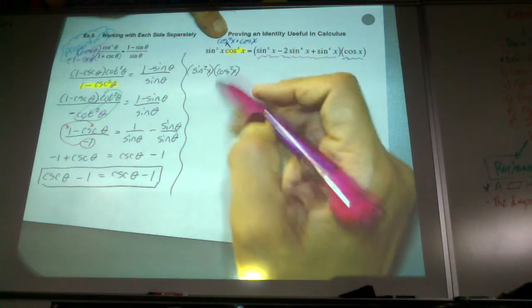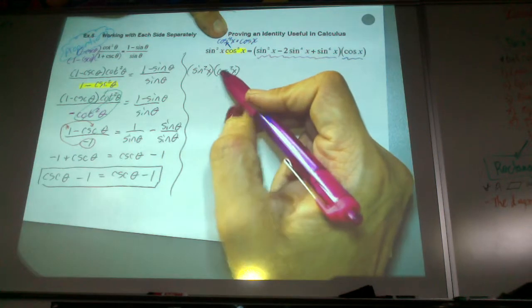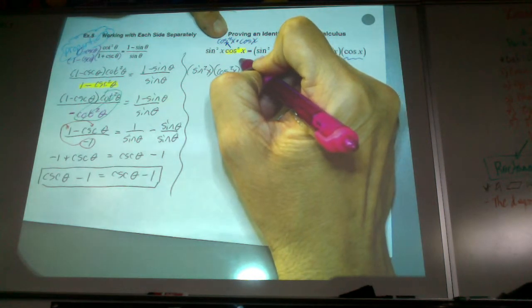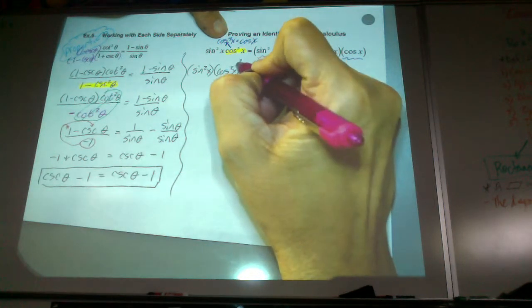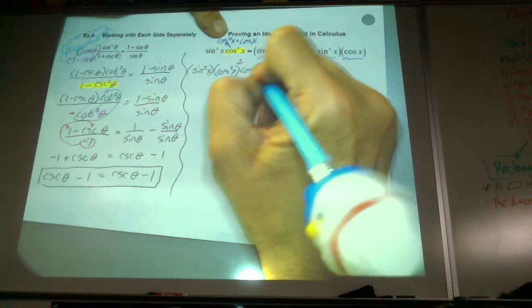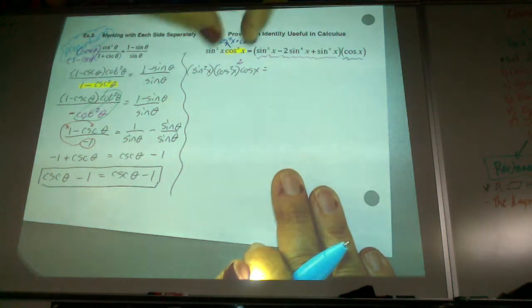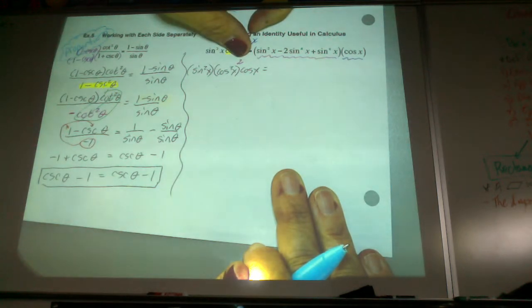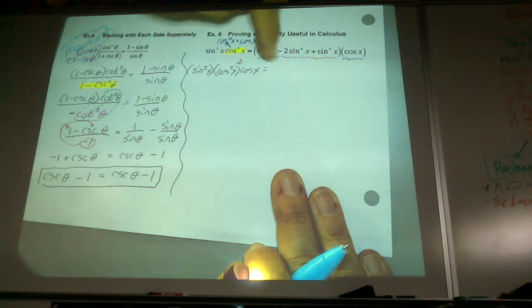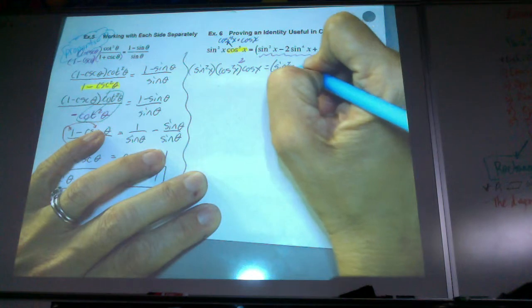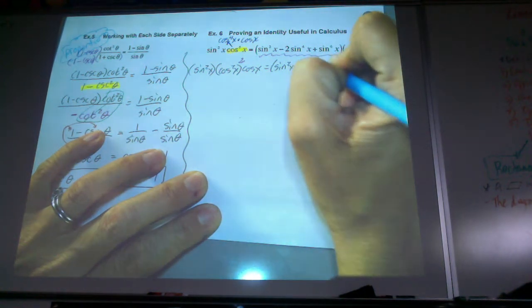But I have cosine to the fourth. So if I want cosine squared in here, what's the same as cosine squared to what power is cosine to the fourth? That would be squared, wouldn't it? And don't forget your cosine of x equals. So we took the cosine to the fourth, converted it to cosine squared squared, that's cosine to the fourth, times that cosine. We're not touching the right side, so just rewrite it. Pretend like it's not ugly. Don't even think about it.